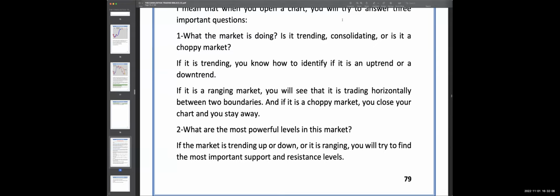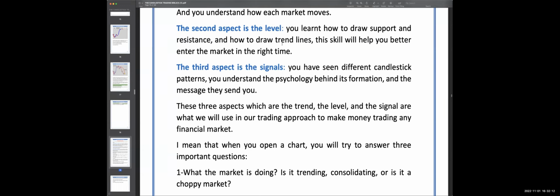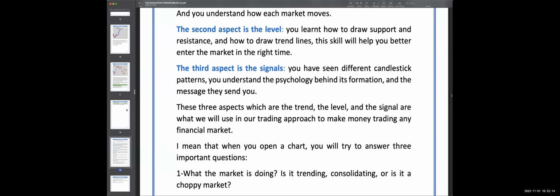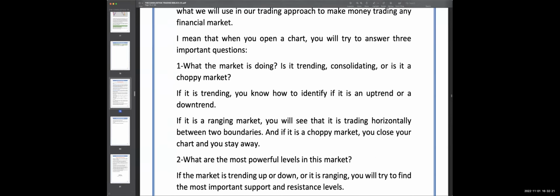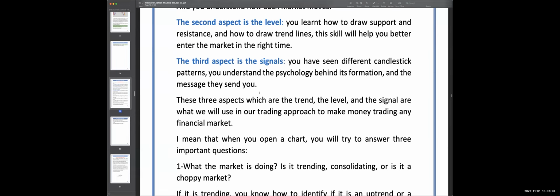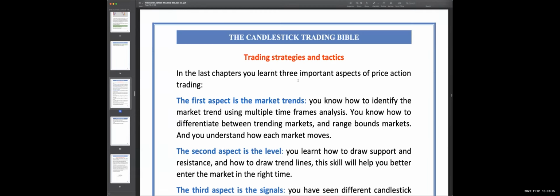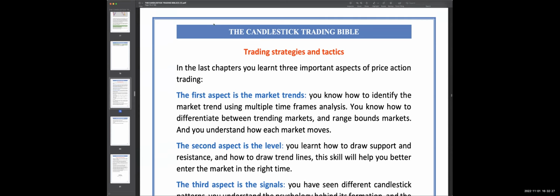So I believe we left off on page 78, if I'm not mistaken. So we're going to resume from page 79. We're resuming from page 79.